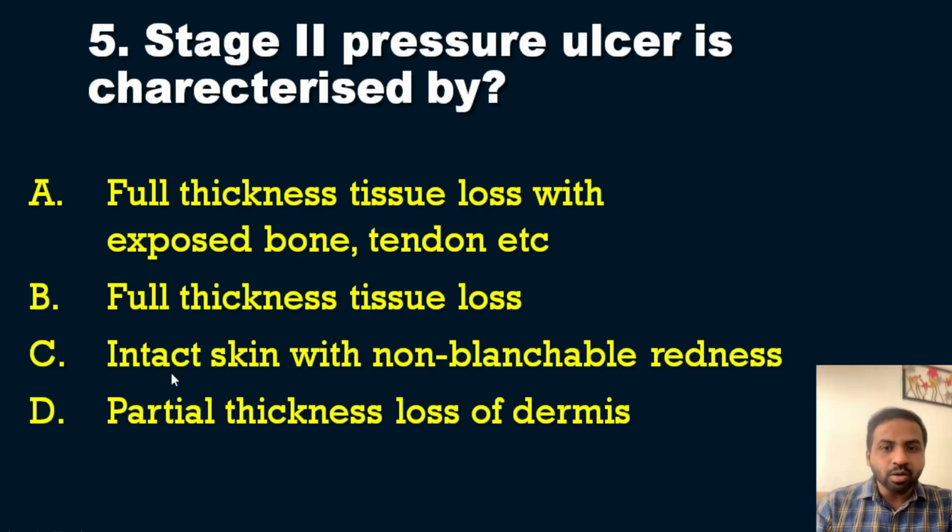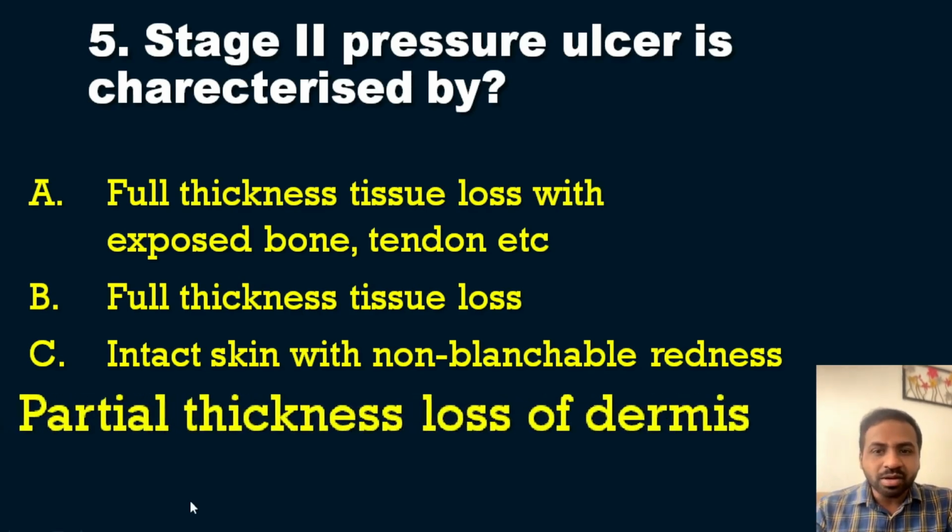Then the third option is intact skin with non-blanchable redness. And the final option is partial thickness loss of dermis. So stage 2 pressure ulcer is characterized by which of these symptoms? So, the answer.